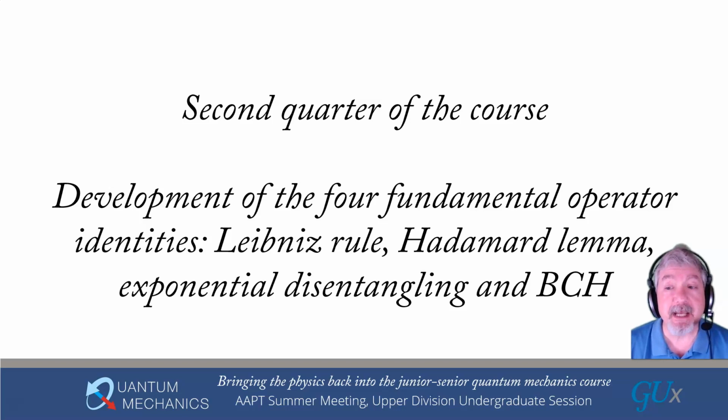The exponential disentangling identity, this is an identity that comes from Lie group theory and Lie algebra, and it's one that most people, except those in quantum optics, do not know, but it allows you to factorize exponentials of operators when the operators in the exponential satisfy certain Lie algebraic properties. And then the last one is the Baker-Campbell-Hausdorff formula, which takes a product of exponentials and rewrites it as the exponential of a sum of terms.